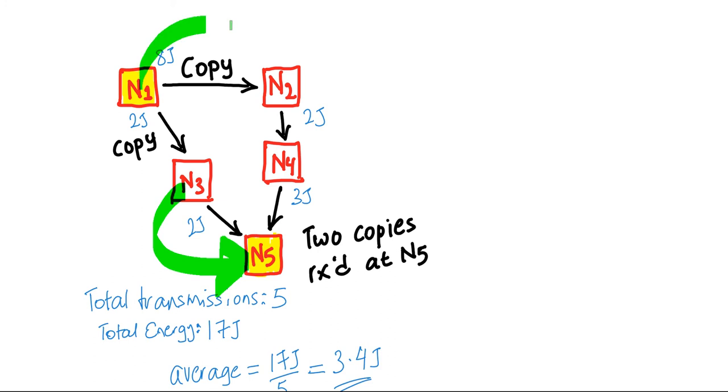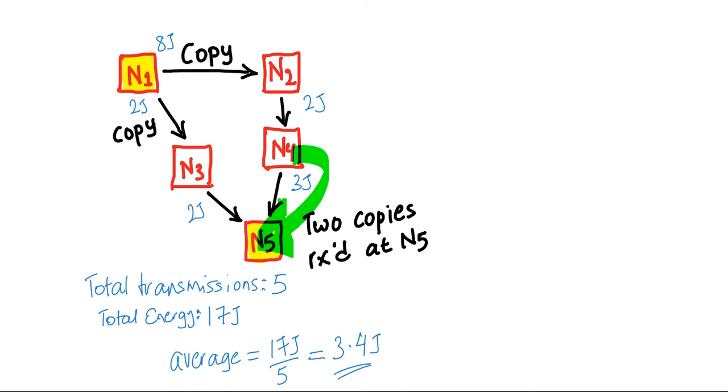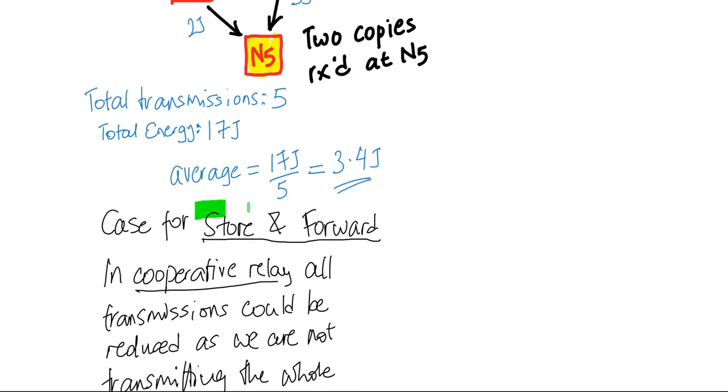Similarly, we have the copy that goes to N2. N2 receives it in its entirety. It then takes that complete message and sends it to N4. Once N4 has received the message in its entirety, it will then take that message and transmit it on to N5. And that concept is what we call store and forward.